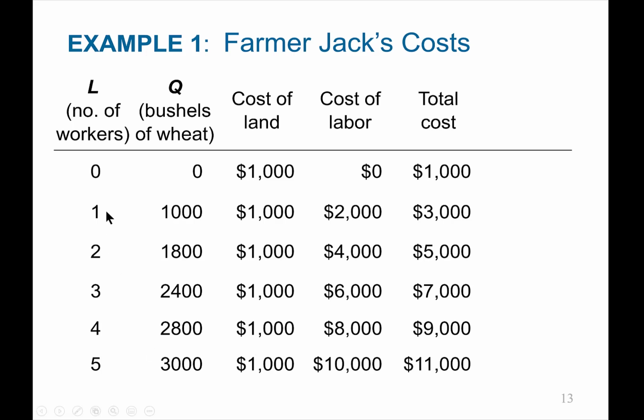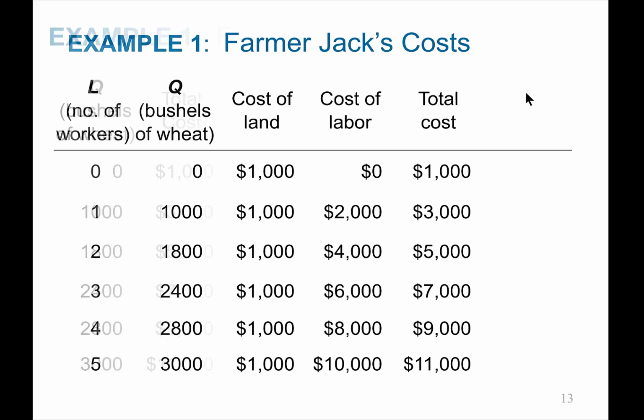But your variable input is labor. And that does depend on how much you produce. The more you want to produce, the more laborers or workers you need to employ. The more workers you employ, the higher your variable cost, right? Your variable cost here happens to be labor. So total cost is going to be the sum of the fixed cost, which is the cost of land, plus the cost of the variable input, the variable cost. Okay? And so again, 1,000 plus 4,000, we get 5,000. 1,000 plus 6,000, we get 7,000. That should be pretty obvious.